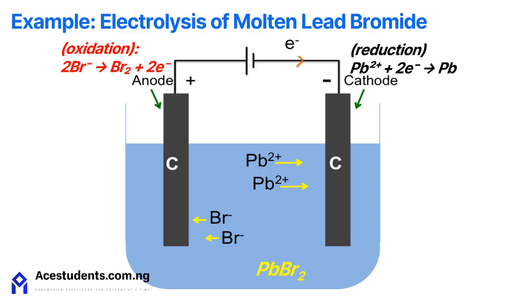At the cathode, the lead ion with a 2+ charge gains 2 electrons to form a neutral lead atom. The half equation is lead ion plus 2 electrons gives lead metal. Exam tip: always balance the number of electrons in half equations. This is a common area where marks are lost.